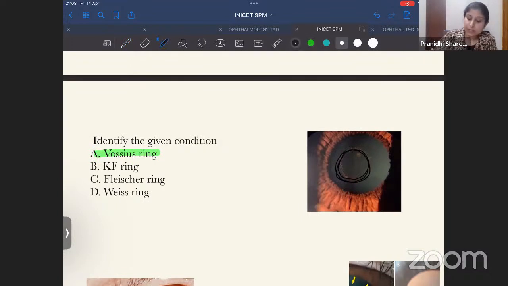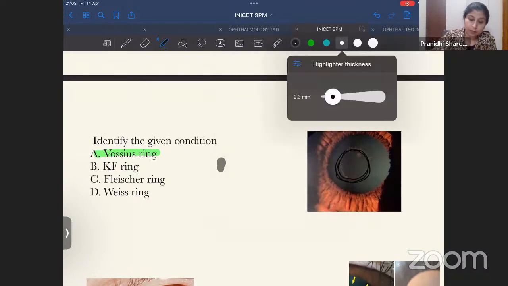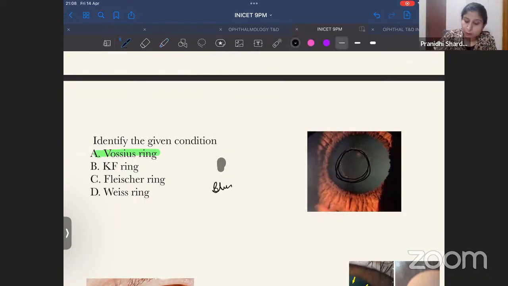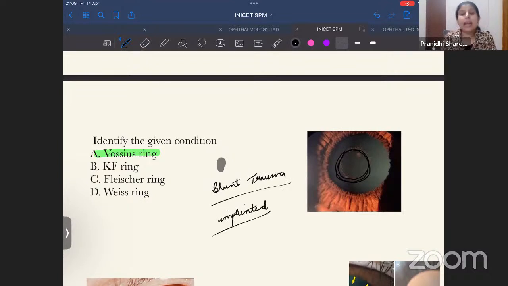Why it happens: it happens in cases of blunt trauma, when the iris tissue gets imprinted on the lens surface. When the iris tissue gets imprinted on the lens surface in cases of blunt trauma, this is known by the name of Vossius ring.